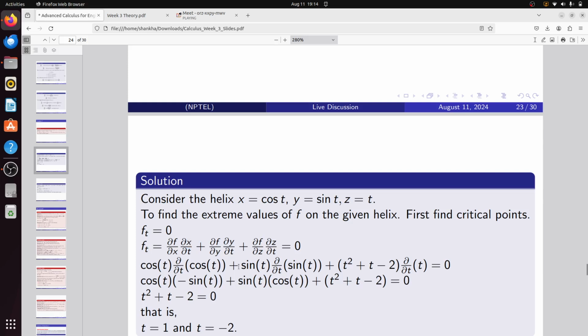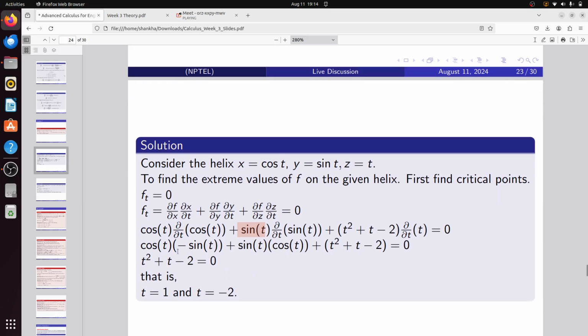Del f del y is sin t, and you need to take del y del t, which is cos t, and then plus t square plus t minus 2, because del f del z is t square plus t minus 2, and del z del t is 1. Setting it equal to 0: here cos t times minus sin t is minus cos t sin t, plus sin t into cos t is plus sin t cos t, plus t square plus t minus 2 equals 0. So sin t cos t and minus sin t cos t cancel one another, and t square plus t minus 2 equals 0. So what are you going to have? You are going to have t equal to 1 and t equal to minus 2.